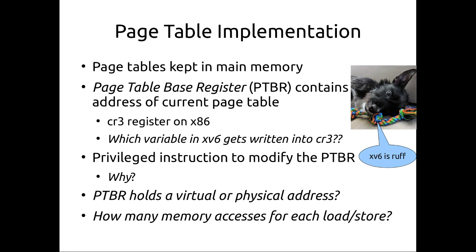Each process has a different page table. You can look through XV6. The CR3 register on x86-32 holds the address of the page table base. Now, the question for you is, do you have any recollection of which variable in XV6 gets written into CR3? Which variable holds the page tables within the system? Think about it for just a second, pause, come back. It's pagedir. Within the proc structure, there is the pagedir variable, and that actually holds the reference to the page table. So that's pretty cool.